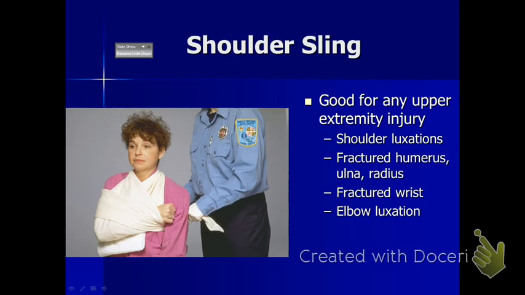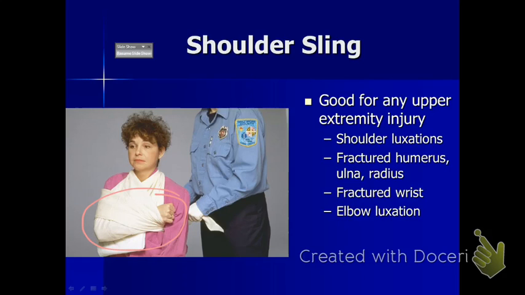So for the last part of this online lecture, we're really going to get into specific types of splints for specific types of injuries. The first injury we're going to talk about is a shoulder injury. This could be something as simple as a shoulder subluxation. It could also be something as simple as an elbow dislocation here.